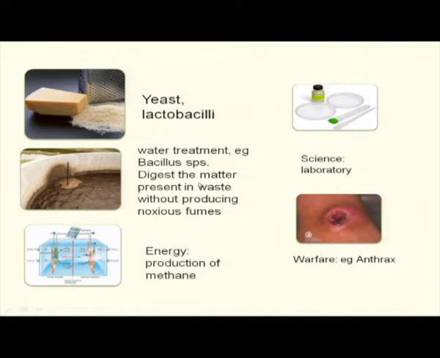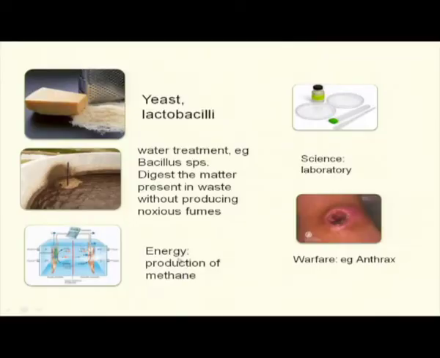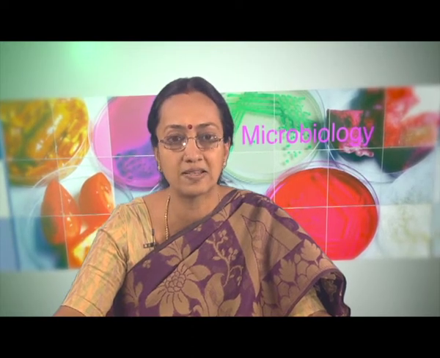You have many organisms which can actually decompose or digest the matter which is present in the waste products, and the advantage here is they convert it into a waste which is not toxic, without producing any noxious fumes or toxic matter, toxic to humankind or any other living organism. You have many organisms which are capable of decomposing organic and inorganic compounds and producing methane, biofuels, etc. But in science we use them for laboratory experiments, and the other major aspect is biowarfare, where the potential virulent organisms are used as weapons, bioweapons. A typical example is the organism causing anthrax, which is Bacillus anthracis.